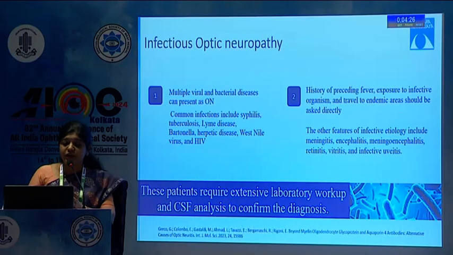And the next entity that I would like to mention is infectious optic neuropathy, especially in a country like India. There are various viral or bacterial infections which can present as optic neuritis, the most common being syphilis, TB, or even HIV. So look for history of any preceding fever, exposure to infective organisms, or any travel to endemic areas, and other clinical features like associated meningitis, encephalitis, meningoencephalitis, or intraocular inflammation like vitritis, retinitis. These patients require extensive laboratory investigation, including a CSF analysis to confirm the diagnosis.